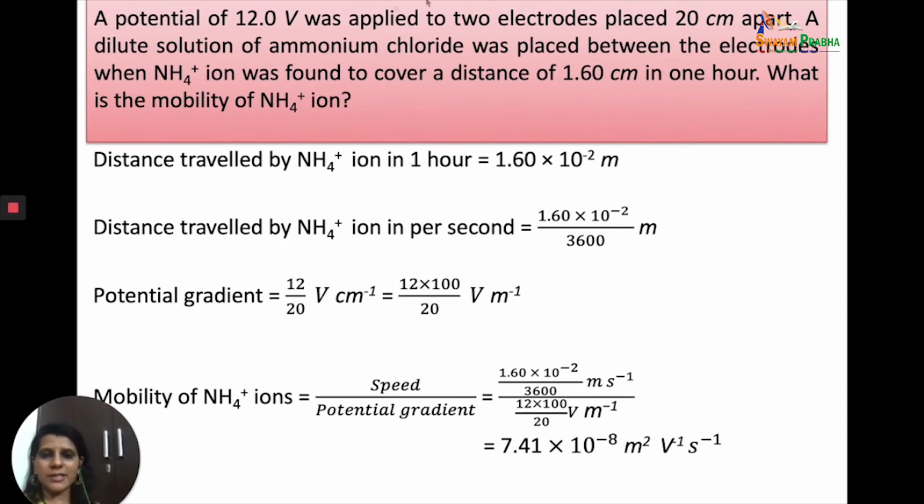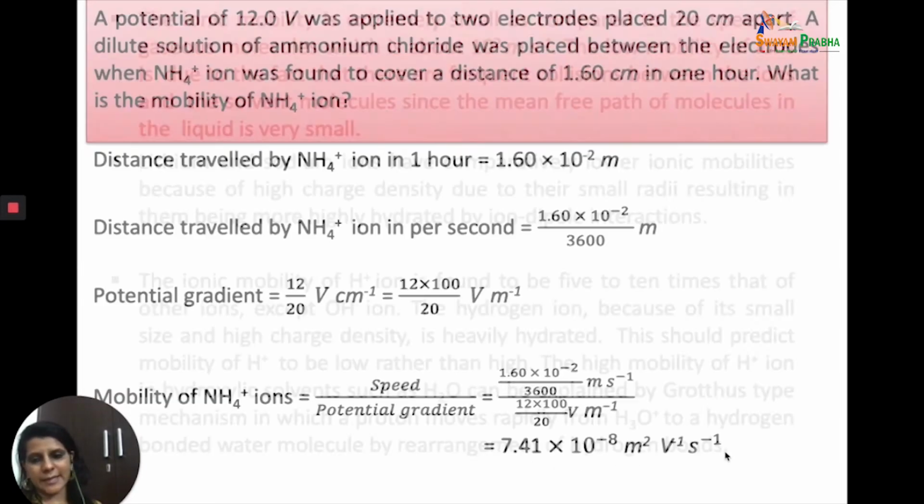Potential upon distance between the electrodes. So potential is 12 volts, distance is 20 centimeter. Let's convert this centimeter into meter. So 12 upon 20 into 10 to the power minus 2 meter. That is going to be potential gradient. Let's just put these values and you will get the value of ionic mobility. So we get the value 7.41 into 10 to the power minus 8 meter square per volt per second.